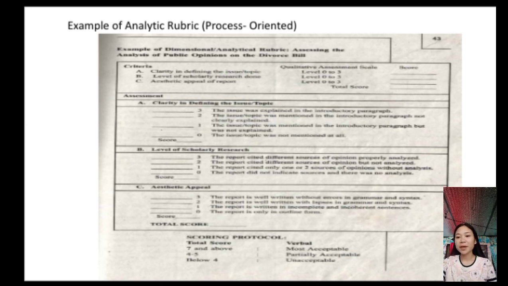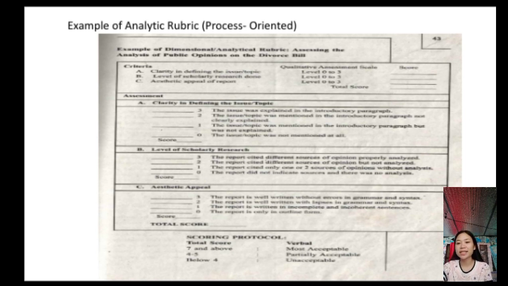And next, we have level of scholarly research. The student will get 3 if the report cited different sources of opinion properly analyzed, 2 if the report cited different sources of opinion but not analyzed, 1 if the report cited only 1 or 2 sources of opinions without analysis, and 0 if the report did not indicate sources and there was no analysis.